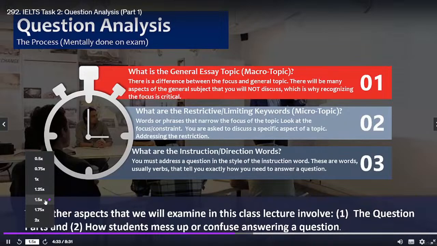Now, for this class, we're going to talk about two other aspects of question analysis, and that involves the question parts, because often on the exam, students mess up how many parts are in a question. A question can have one part, two parts, three parts, and when you don't write about all parts of the question, that really messes up your score. Also, we're going to discuss how students mess up or confuse answering a question. I think it's really important for us to examine the different ways that students mess up the question so that you don't make those same mistakes.